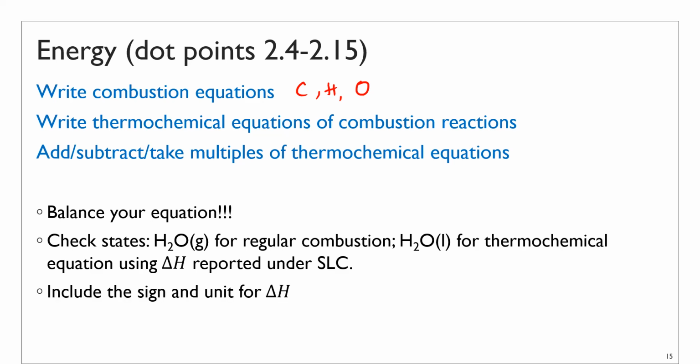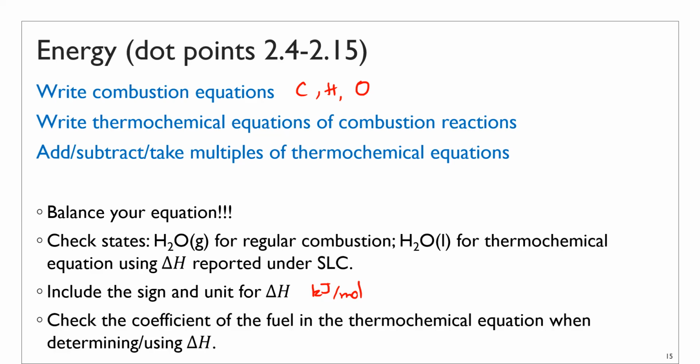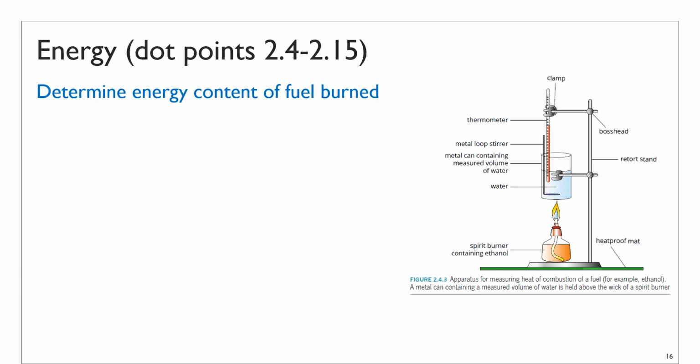Don't forget to include the psi for delta H. A couple of times I've seen people forgetting the negative when delta H is asked. It's not always negative. There are endothermic reactions, but if it's combustion, then it is negative. The unit is going to be kilojoules per mole for delta H, always, regardless of what happens. And obviously, last but not least, be aware of the coefficient of the fuel in the thermochemical equation. If it's a 2 or 3 or whatnot, then you have to update your delta H because it's not per mole anymore.